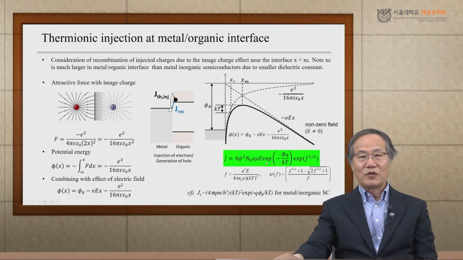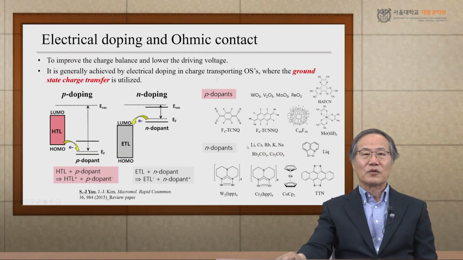Again, I don't want to derive this equation, but we have to have an additional term for thermionic emission in organic semiconductors. So this must be modified again, and F is considered in this term. The mirror charge induces charge recombination of injected charge at the interface.